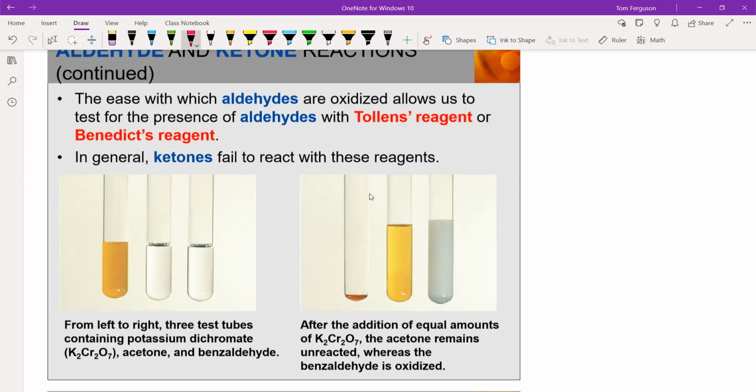Okay, so this is the oxidizing agent here. And we have acetone here and benzaldehyde here. So when the oxidizing agent goes into the ketone, nothing happens because the oxidizing agent is still yellow. When the oxidizing agent goes into the aldehyde, it reacts with a changed color.